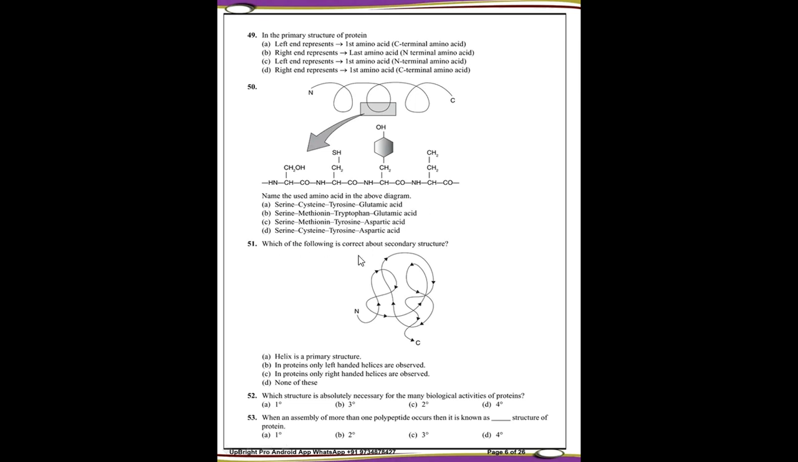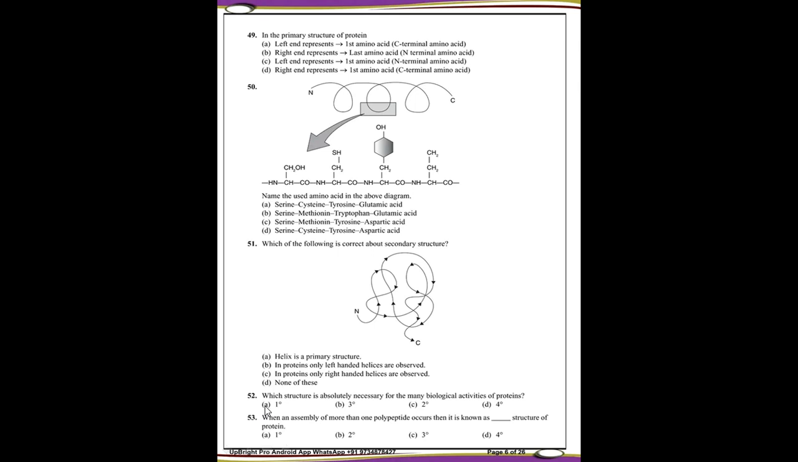Which of the following is correct about secondary structure? Okay, so helix is a primary structure. In proteins, only left-handed helices are observed. In proteins, only right-handed helices. So the answer is C. Right-handed helices, like alpha helix, are the observed secondary structures in proteins. The answer is C. Let's take note of that.